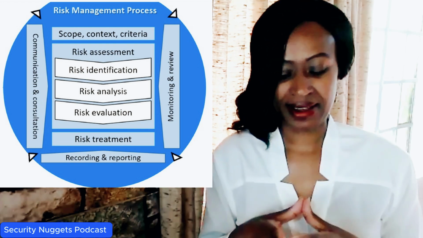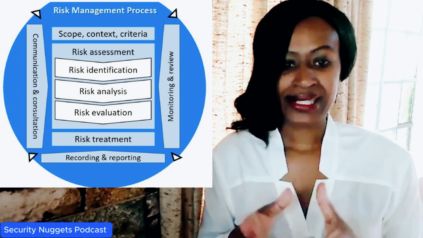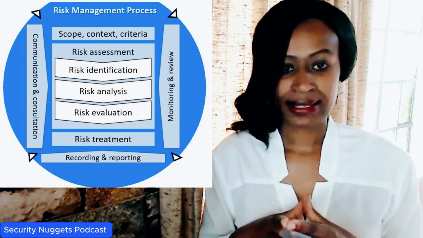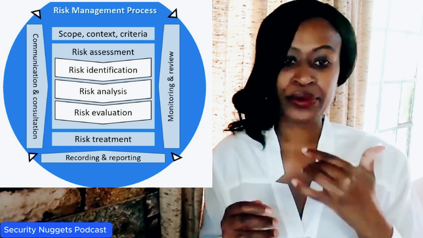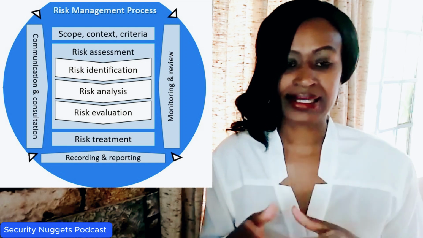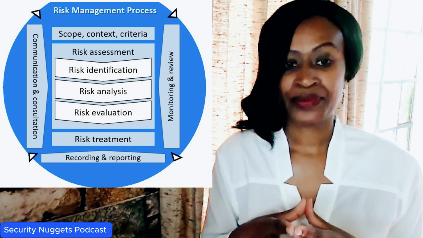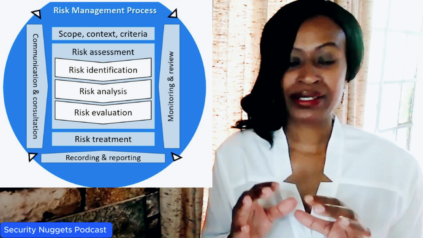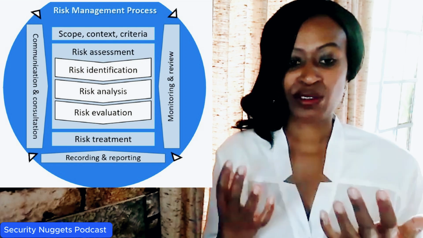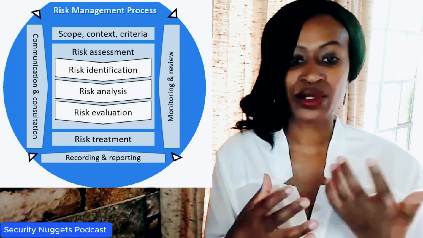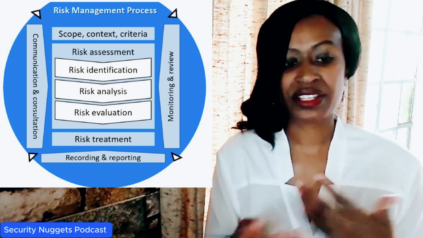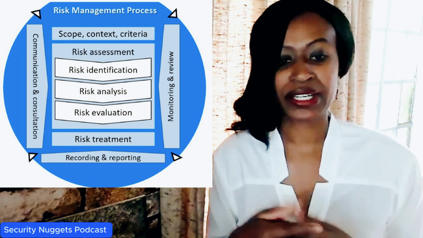And in context, basically, we are looking at the internal and external factors that are going to potentially influence the risk landscape, okay? Because we have those things that influence the risk landscape, and they actually influence the manner in which the security risk assessment process is going to be conducted, okay?